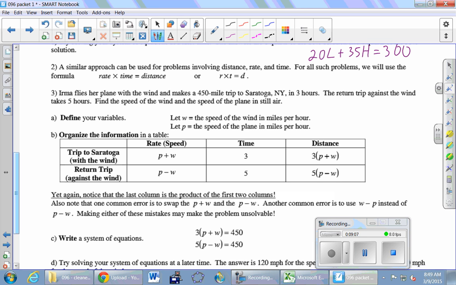Okay, so folks are familiar with this rate times time equals distance. If you travel 60 miles an hour for 3 hours, how far did you go? 180 miles, yeah. The rate of 60 times the time of 3 gives you the distance, 180. Okay, so we'll use that equation. Let's go to 3. Jeremy? Irma? Irma?